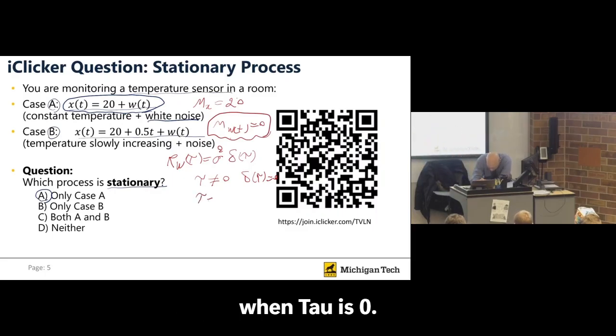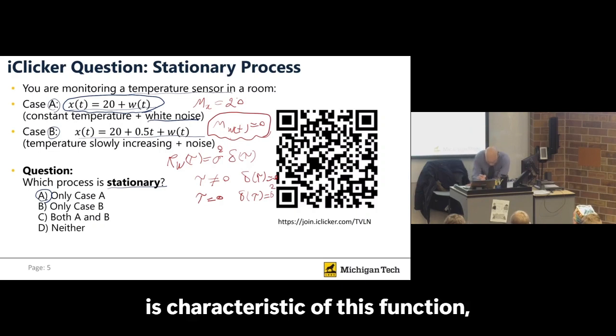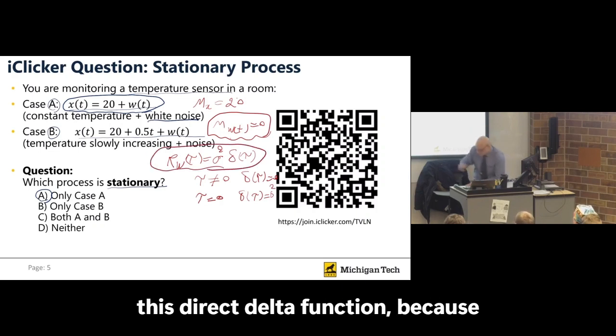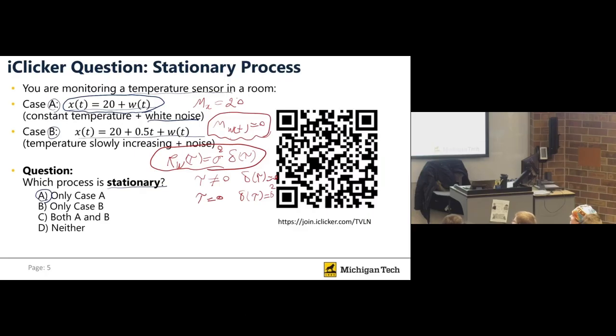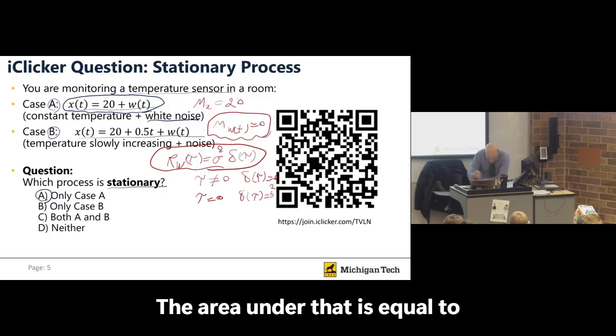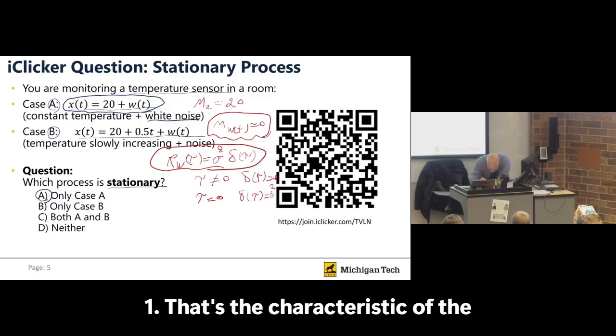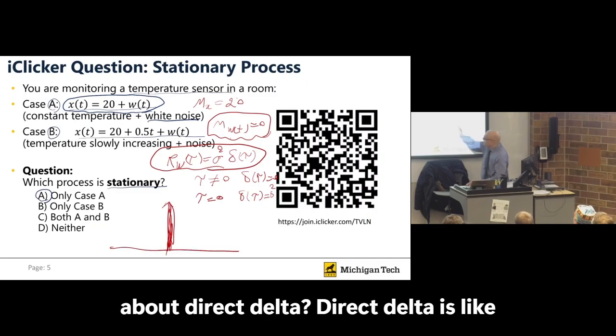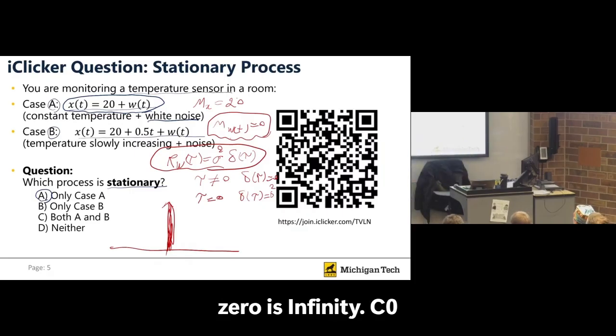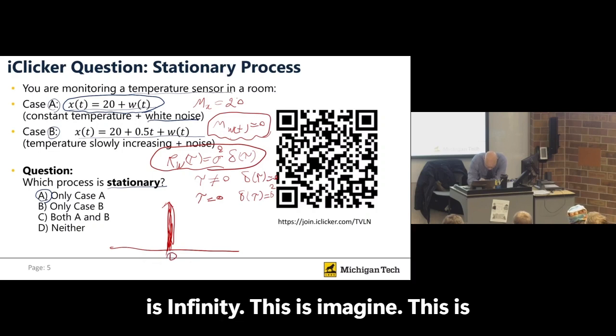When tau is 0, the autocorrelation is actually sigma square. This is characteristic of this Dirac delta function, because when you take the integral, the area under that is equal to 1. That's the characteristic of the Dirac delta. Do you remember what we said about Dirac delta? It's everywhere 0. Just at 0 it is infinity.